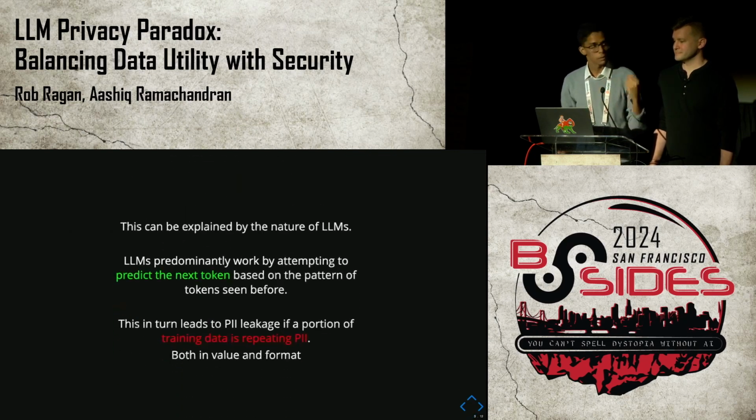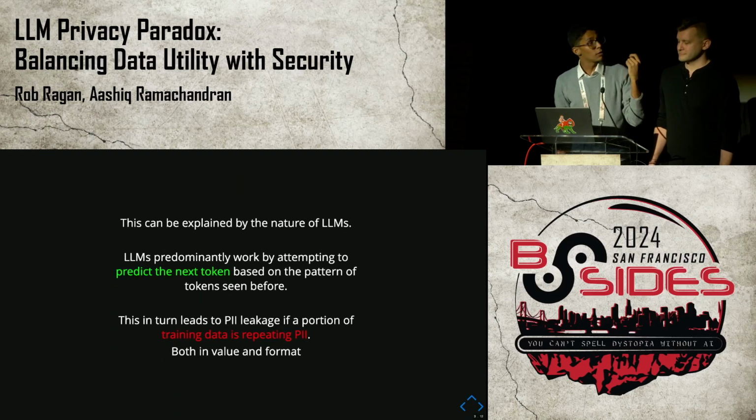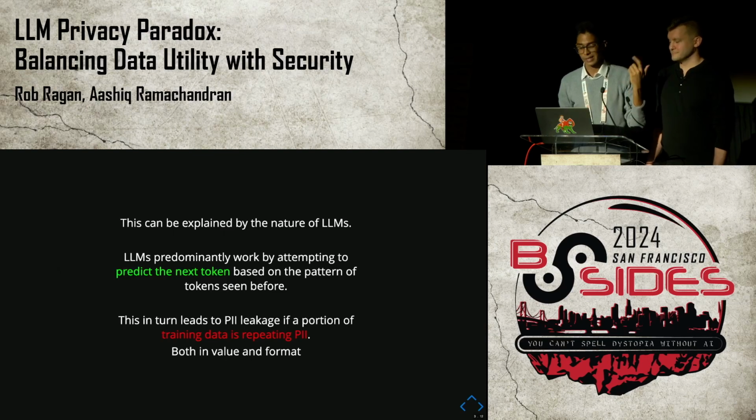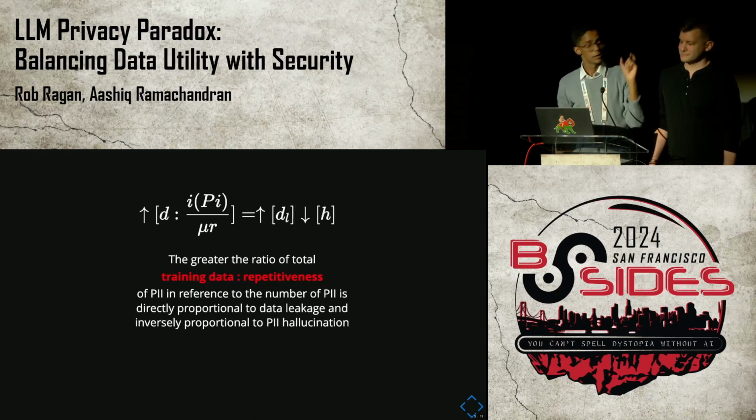But why does this work? We spoke with a bunch of people, we tested a hypothesis, and we found out, again, effectively this ties back to the nature of LLMs, right? LLMs obviously work on attempting to predict the next token based on the patterns of tokens seen before. And here, the more the repetition or the more a particular structure of data pops into your training data set, the more that's going to come out. And that's what in turn makes the above representation work.